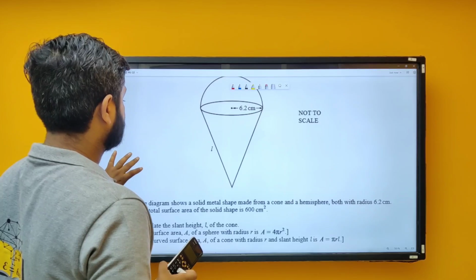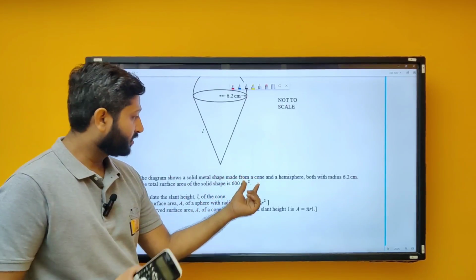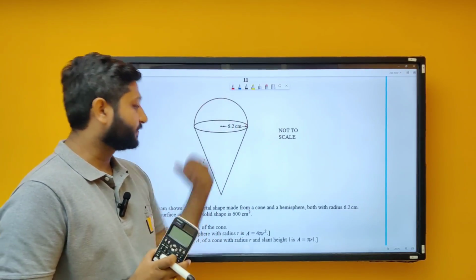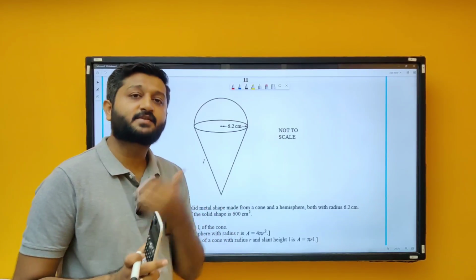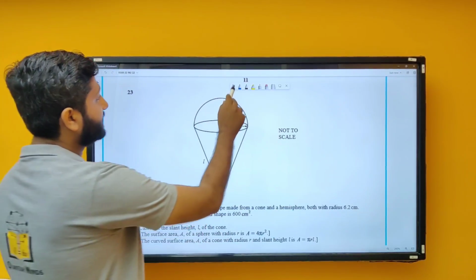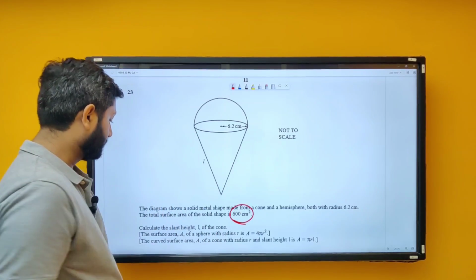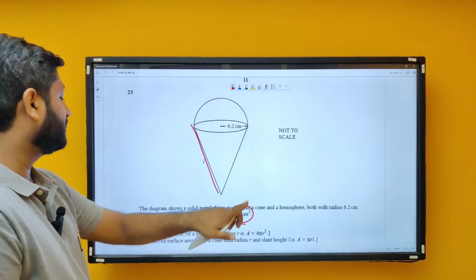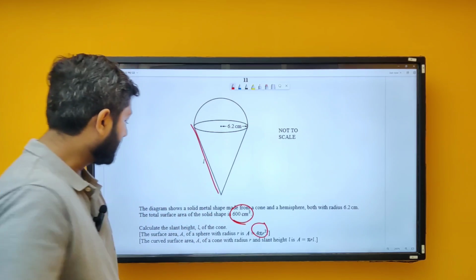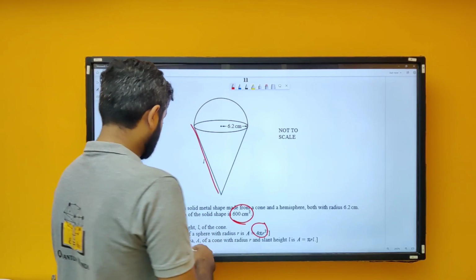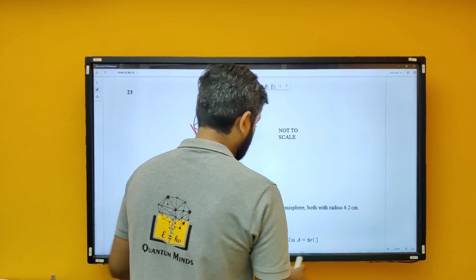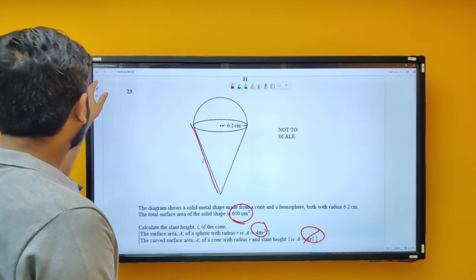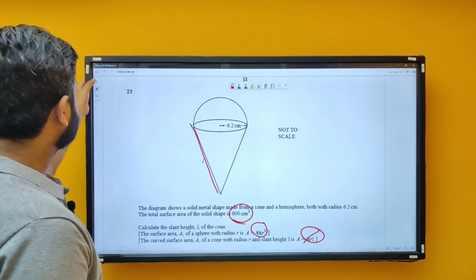Okay, the diagram shows a metal shape made from a cone and a hemisphere. The cone's radius is 6.2 and the hemisphere's radius is also 6.2. The total surface area is 600 centimeters square. I am supposed to find the slant height L. The surface area of a sphere is 4 pi r square, and the curved surface area of a cone is pi r L. So this is a hemisphere, right? And the total surface area is 600.